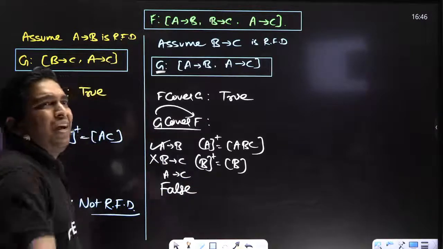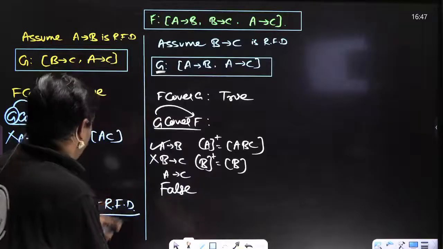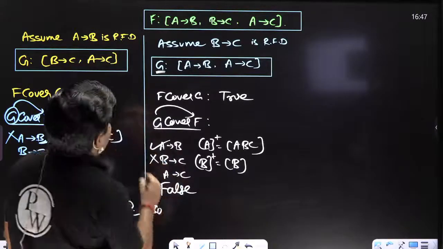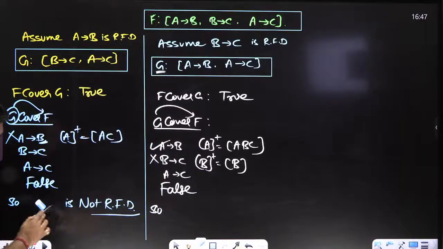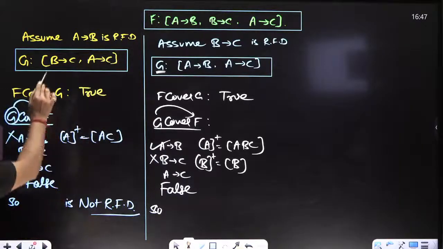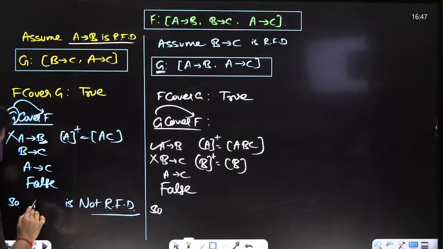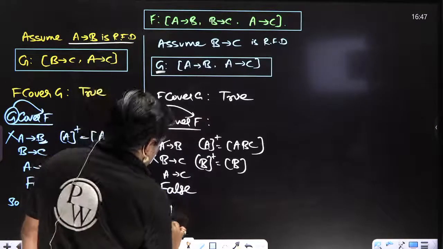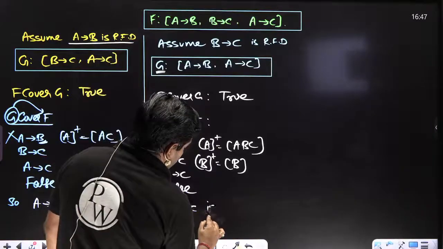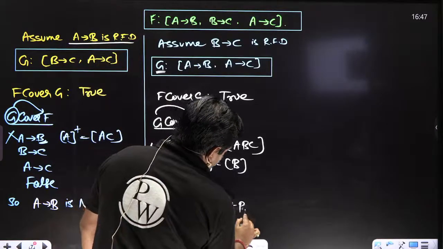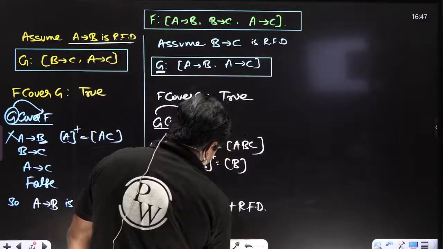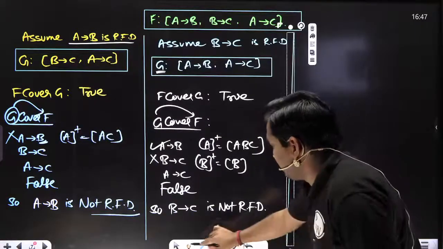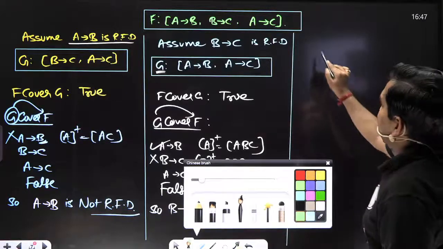That is false. So acknowledge in the chat box, this is false. So what can we declare? Here, A tends to B, assume. So here you can say B tends to C is not a redundant FD. Not a redundant FD. Clear, bacha? Next.